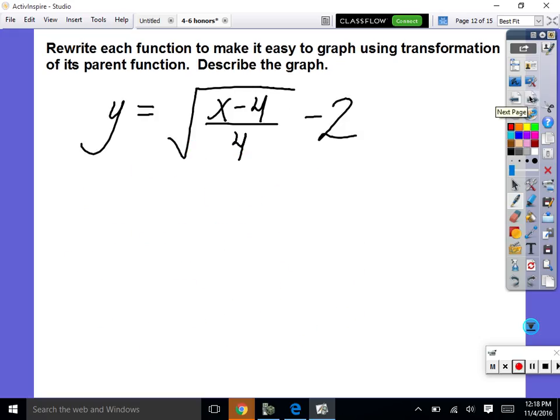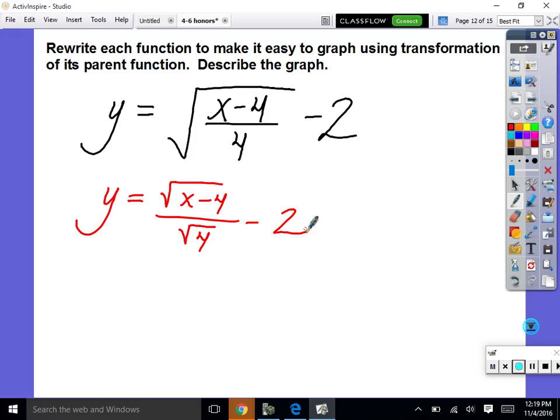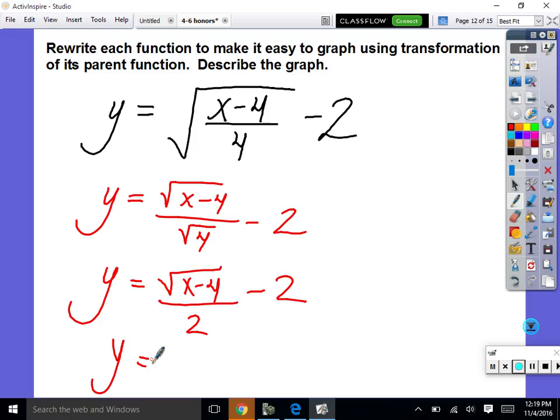Okay, what about this one? This one's trickier, and this is the one that I got out of the pre-calc book. So let's see here. This is how we would do this one. So technically, don't we have the square root of x minus 4 over the square root of 4, which is really, oh, and then we have our minus 2, sorry. So we really have y is equal to the square root of x minus 4 over 2 minus 2. So that's technically y is equal to, can't we pull that out? That's 1/2 times the square root of x minus 4 minus 2.